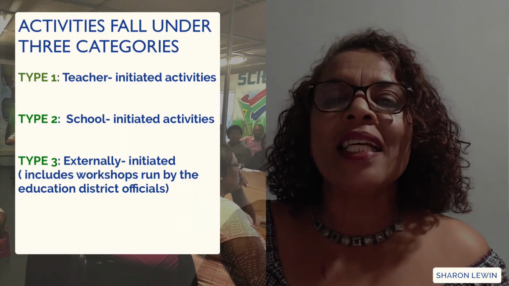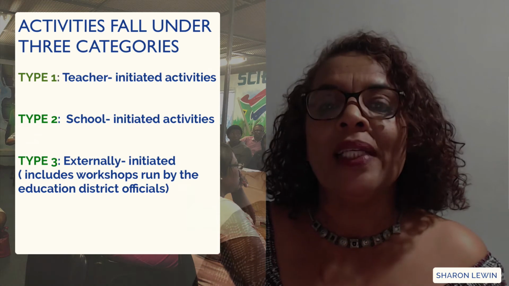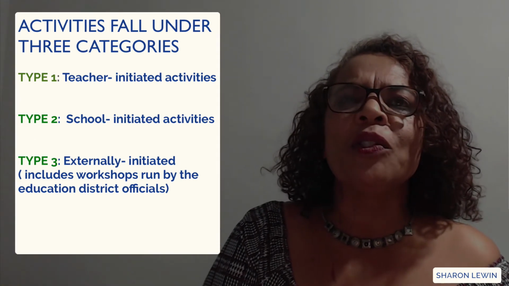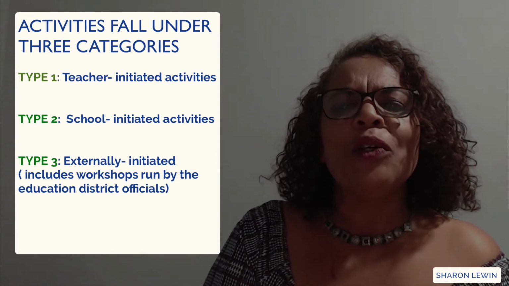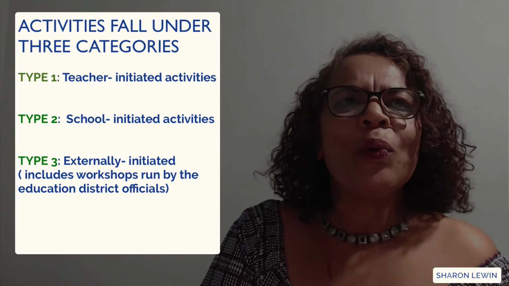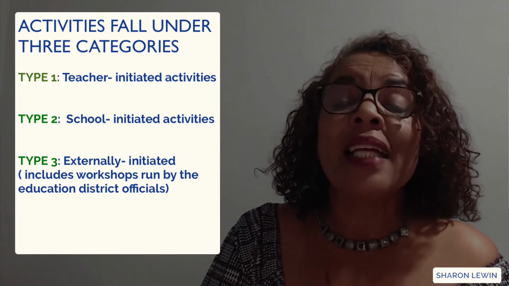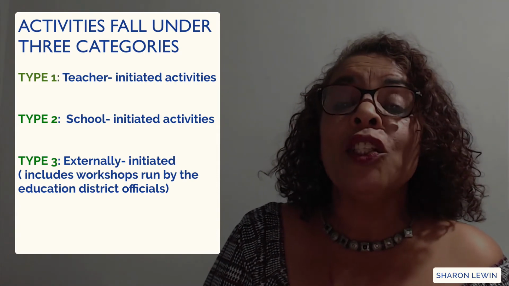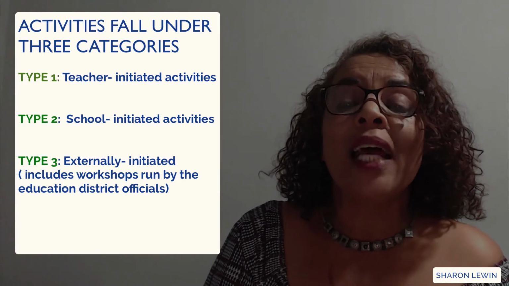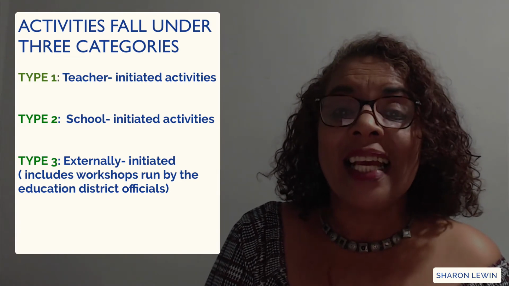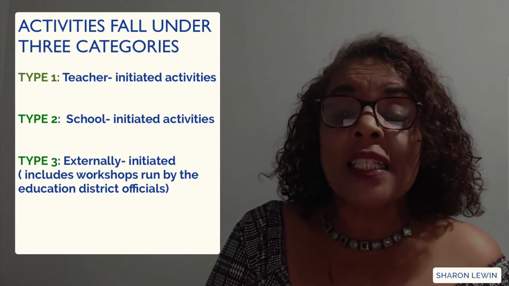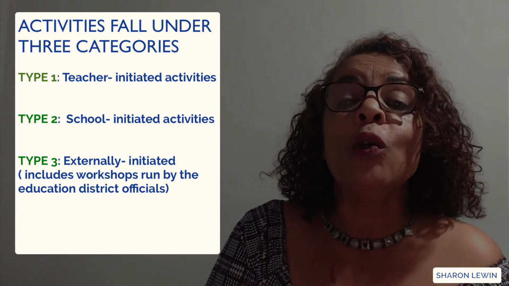Now, just a quick overview of the CPTD that we must do. Remember, we must engage in 3 types of activities. The first type of activities is called type 1, and those are all the activities that you initiate on your own. So you decide to go to workshops, you decide to go to conferences, you do your own reading, you watch your own videos, whatever professional development activities you engage in and that you initiate yourself will fall under that type 1 category.